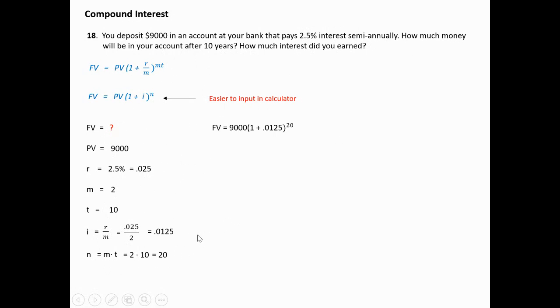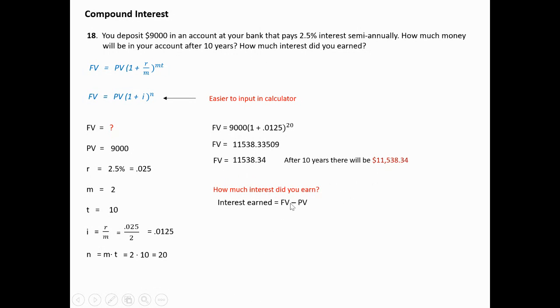Now, let's plug everything into the formula. So you can plug it in straight in. So we got $11,538.34. So that's the answer. Now, how much interest did you earn? After 10 years, there will be this much money in the account, which is $11,538.34. So how much interest did you earn?